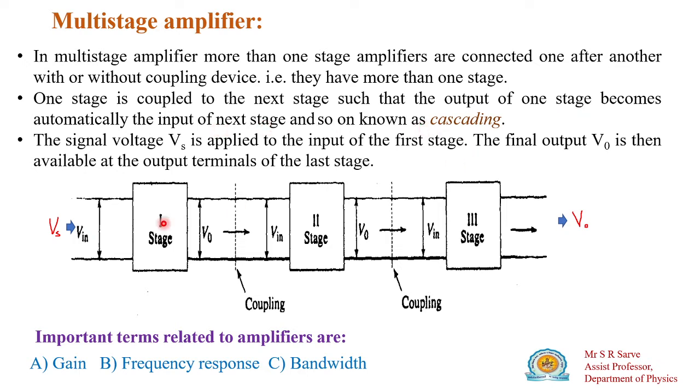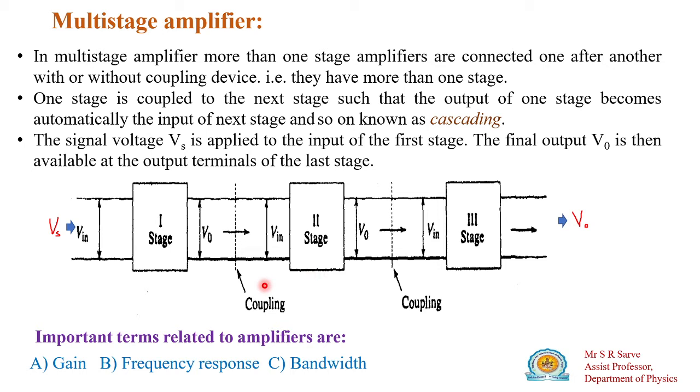If similar amplifiers are used in a multi-stage amplifier, this is known as cascading. Cascading means that if you are using similar amplifiers in a multi-stage amplifier, then it is known as cascading of amplifiers. So this is about your multi-stage amplifier.